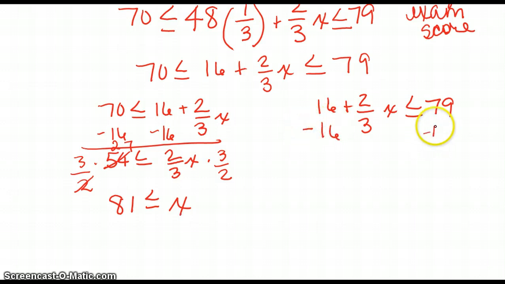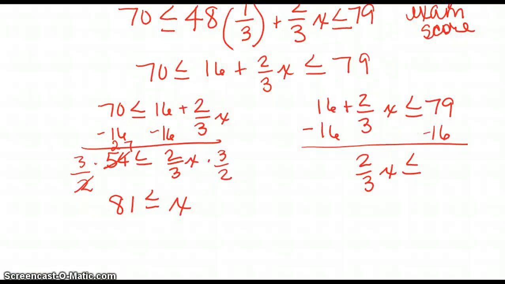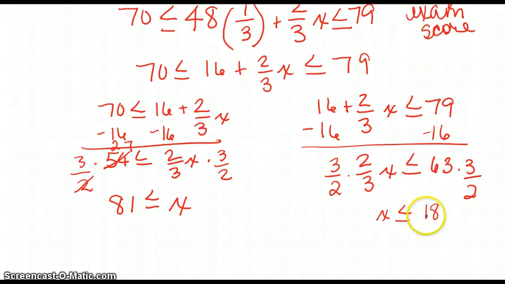Minus 16, and I get that 2/3 x is less than or equal to 79 minus 16, which gives me 63. Multiply by 3/2. Multiply by 3/2. This one's not going to reduce. So let's see, we have x is less than or equal to 63 times 3, which is 189 over 2. And this doesn't make sense. I'm not going to write this as your final grade. So turn that into a mixed number.